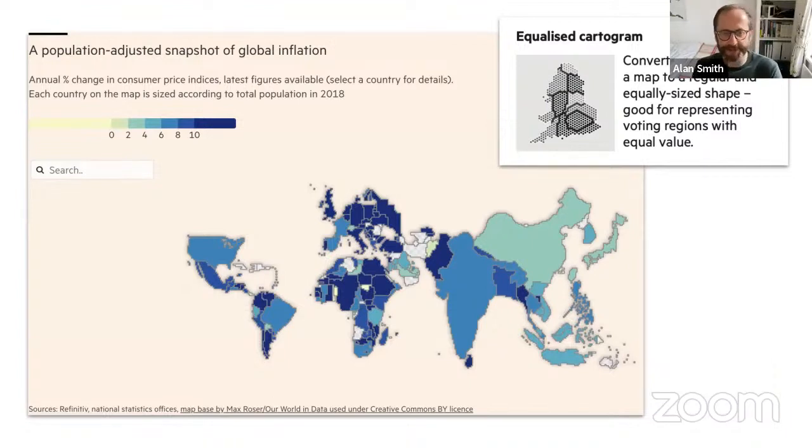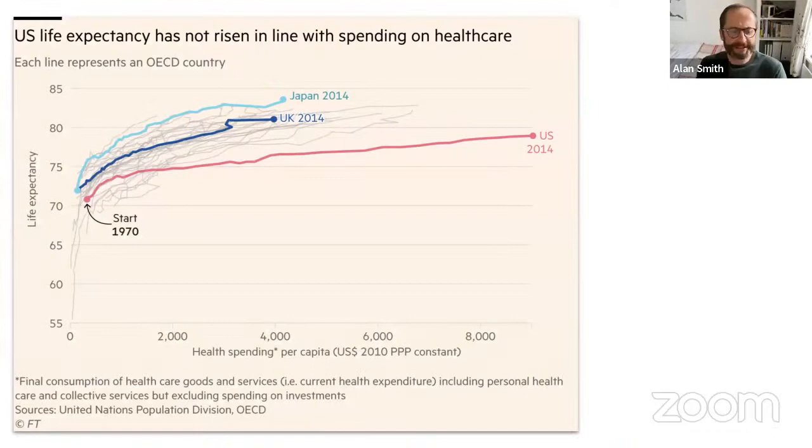So a cartogram, very useful technique. This is a really interesting chart that we produced a few years ago. US life expectancy against health spending per capita. And you can see a comparison between the US here and Japan and the UK. You can see how different the US looks on this.